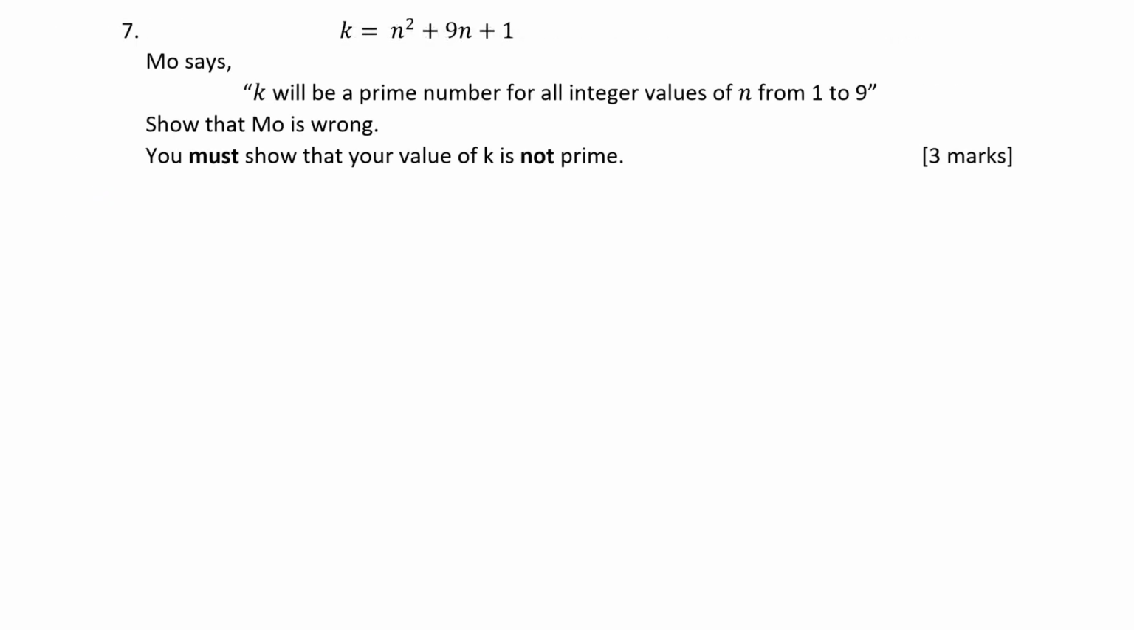Question 7. We're told that k equals n squared plus 9n plus 1. Mo says k will be a prime number for all integer values of n from 1 to 9. Show that Mo is wrong. You must show that your value of k is not a prime. Okay, so let's just start off by generating some values for k. So I'm going to make a little table of values.